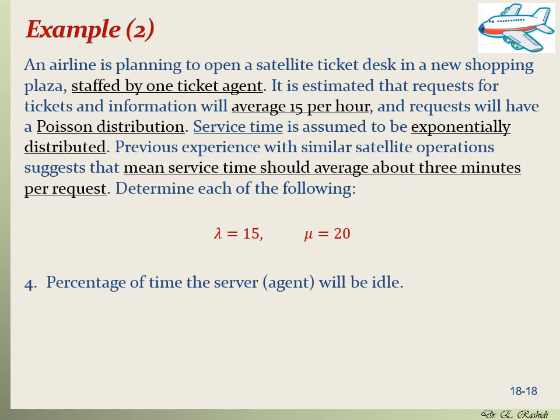The fourth part of the question asks for computing the percentage of time that the server, or the agent, is idle. So compute that. We already computed the percentage of utilization, so we can compute the percentage of idle time by 1 minus the utilization rate. So that's 1 minus 75%, that's going to be 25%. So the system is 25% idle and 75% utilized.